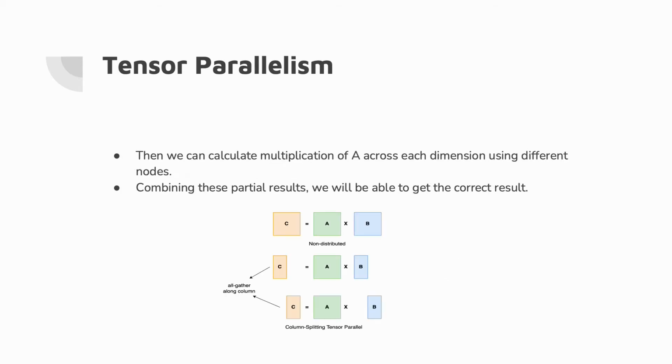In this diagram you can see that we have these two matrices A and B. If we divide B across the column dimension and then distribute it with A in several chunks, then we can calculate the multiplication of A across each dimension using different nodes. So this is an example of tensor parallelism. Combining these partial results, we will be able to get the correct result.